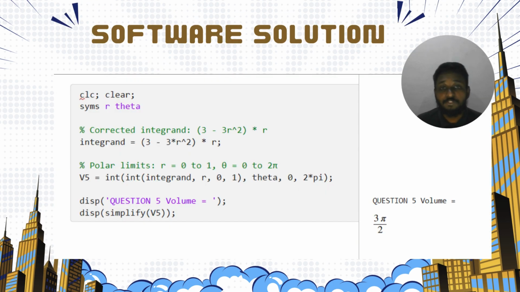For the software solution, I used MATLAB to verify that the answer is correct against my manual calculation. So it's correct. I have verified the answer: the final answer I get for question 5 is volume equals 3 pi over 2.